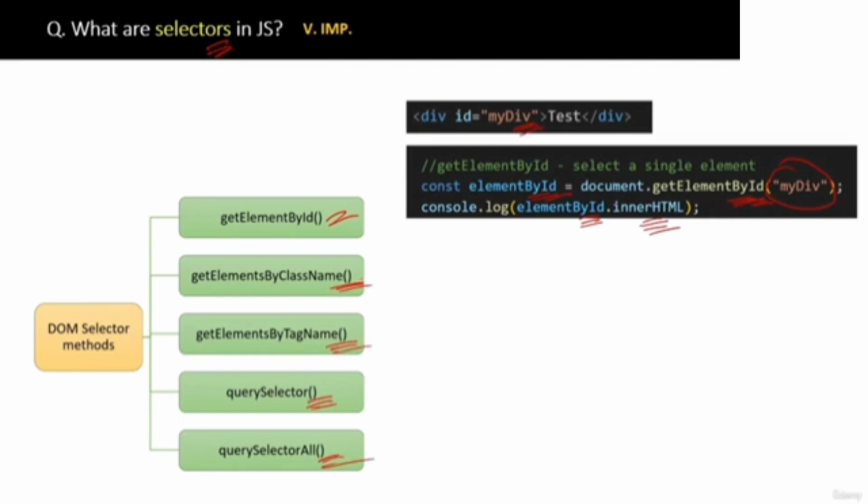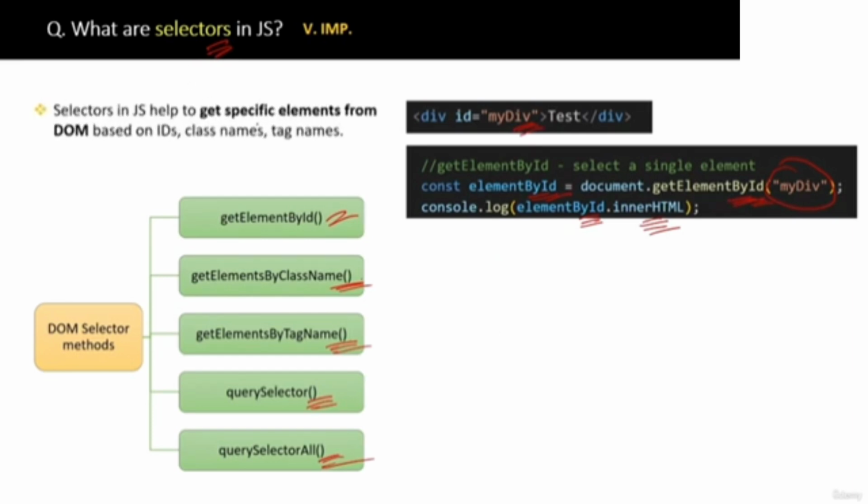They all are used to get elements from the DOM. Finally, the definition of the selector is: selectors in JavaScript help to get specific elements from the DOM based on the IDs, class name, and the tag name. That's the definition of selectors.